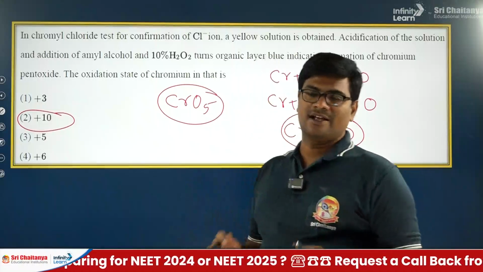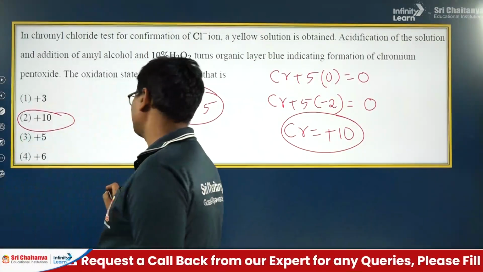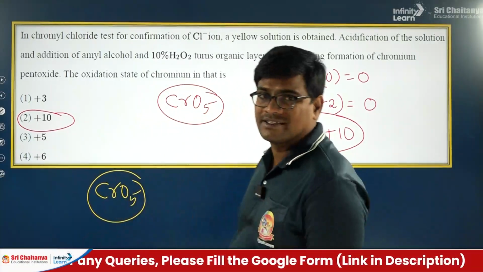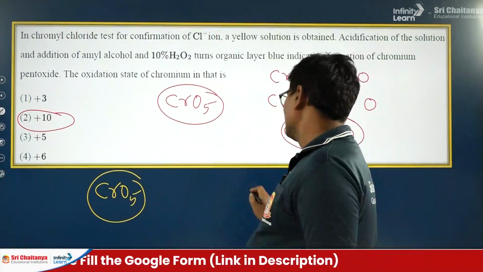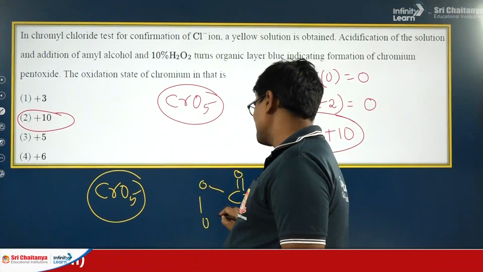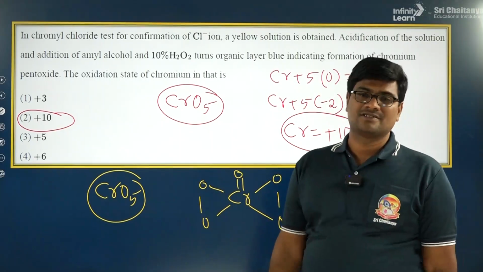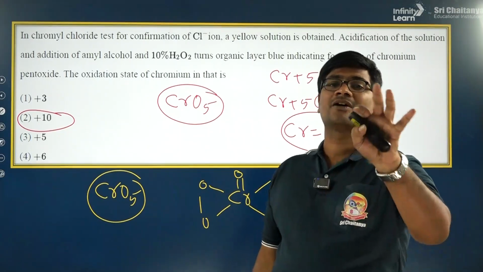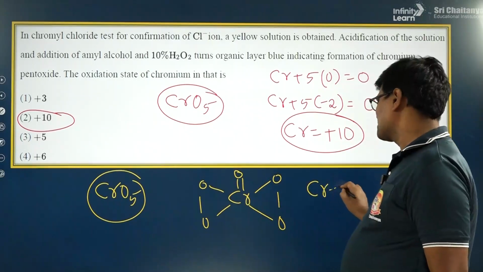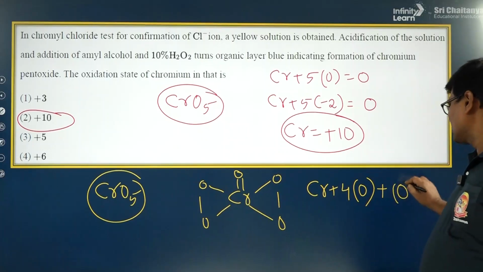The actual correct answer is that it has a special, beautiful structure. Chromium pentoxide is in fact called chromium peroxide. It has peroxy linkages and a butterfly structure. Here 4 oxygens are in peroxide form and 1 oxygen is in oxide form.